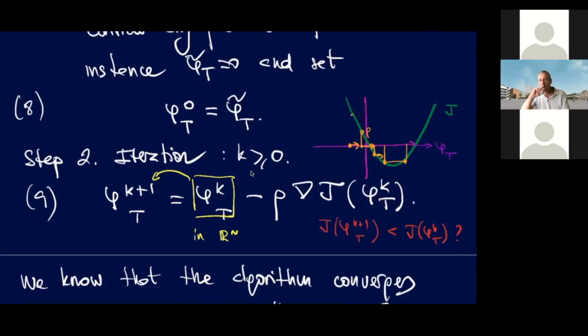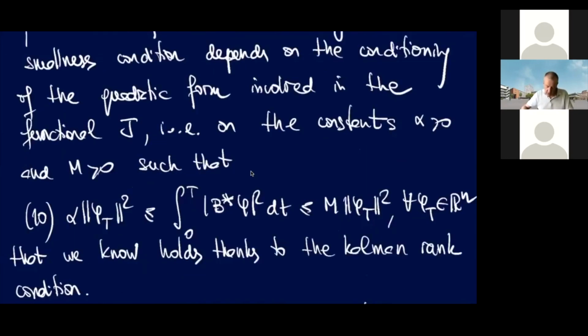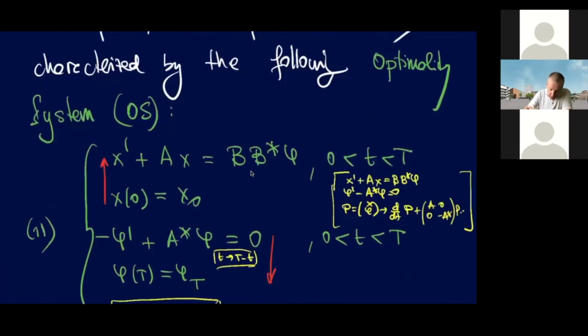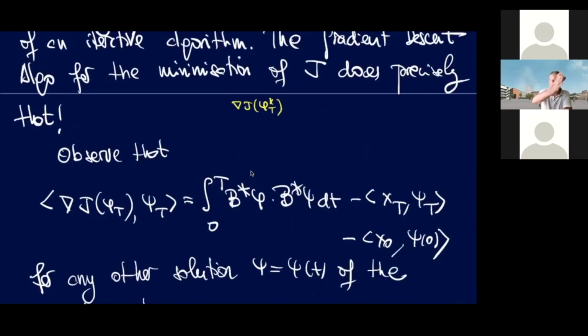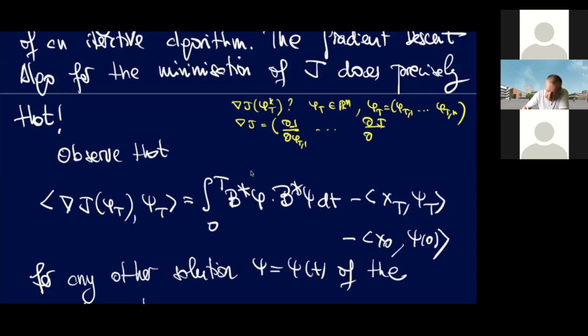And this is something that is tricky, right? Because if you think about what the gradient of J is at a given step k of the iteration of the gradient descent, in principle the gradient of J has n components, because phi belongs to Rn, and therefore phi t has n components, phi t1 up to phi tn. So if you ask me for the gradient of J, I will have to compute the derivative with respect to the first variable up to the derivative with respect to the last variable.